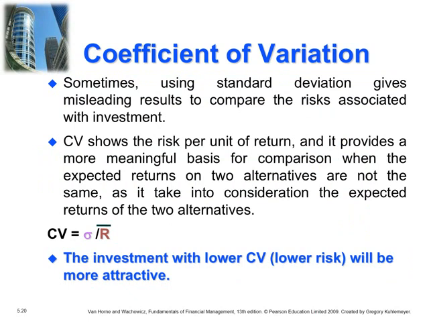Coefficient of variation, or CV. We said before that we have two measurements of risk, coefficient of variation and standard deviation. Which one is better? Sometimes using standard deviation gives us misleading results when comparing two assets or two investments, because standard deviation doesn't take into consideration the related expected return, but coefficient of variation shows the risk per unit of return because it equals sigma, or standard deviation, over R bar.